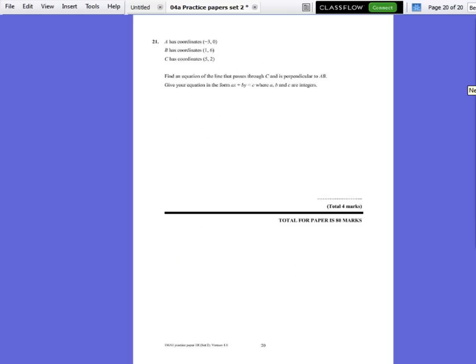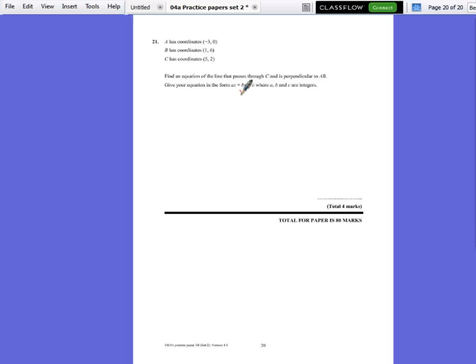Question 21. It says A has coordinates (-3, 0), B has coordinates (1, 6), and C has coordinates (5, 2). Find an equation of the line that passes through C and is perpendicular to AB. Give your answer in the form ax plus by equals c. We'll forget about this last sentence for a minute, and we'll just work out the equation of the line.